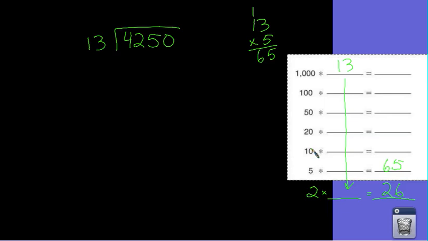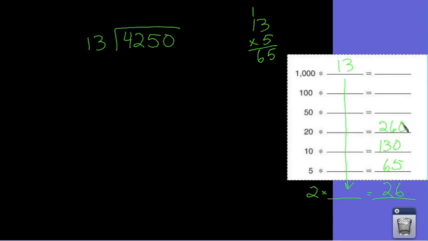10 times 13. Whenever you multiply a number times 10, all you need to do is put a 0 at the end. So that would be 130. Now, 20 times 13. If we have 2, then we can do 20, because 20 would just add a 0 to the end of this. So if 2 times 13 is 26, 20 times 13 would be 260.